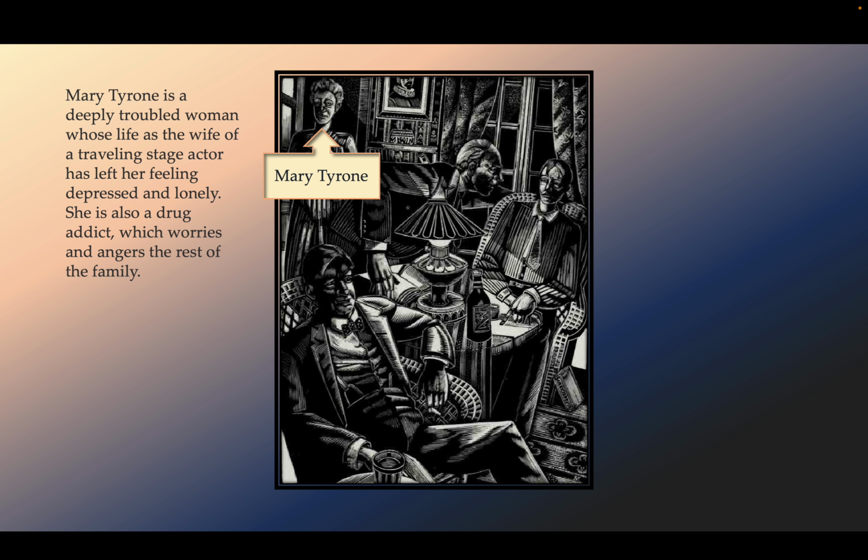Then his wife Mary is deeply troubled. Her life as the wife of a traveling stage actor has left her feeling depressed and lonely. She's not just the wife of a traveling stage actor, but also the mother of small children. That's a lot to take on. And she is also a drug addict. She's addicted to a drug called morphine. It's an opioid. And she worries and angers the rest of the family with her addictive behavior.